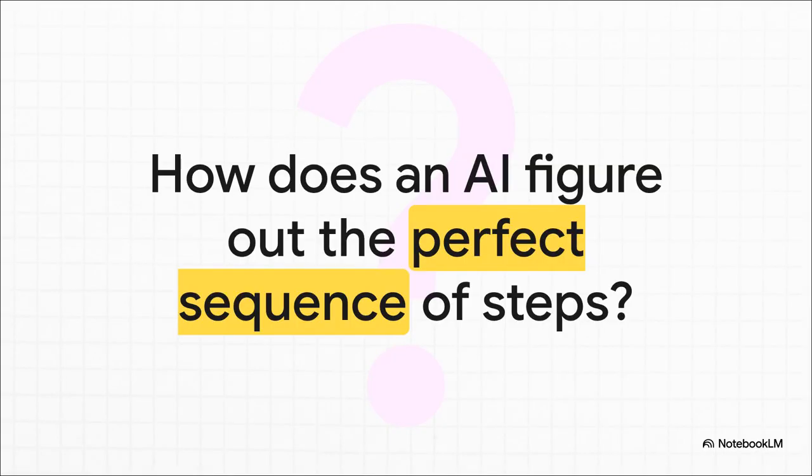So, let's start with the big question. How does an AI cut through all the noise? I mean, think about it. For a robot or even a video game character, there are countless things it could do at any given moment. So how does it find that one perfect sequence, that golden path, that actually leads to success? That's the puzzle we're going to solve today.